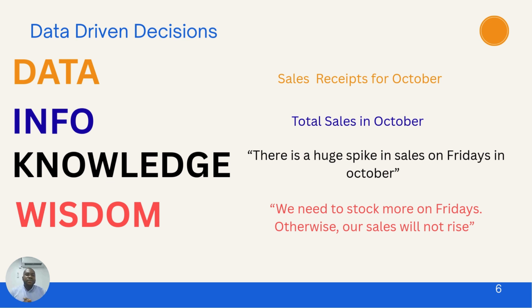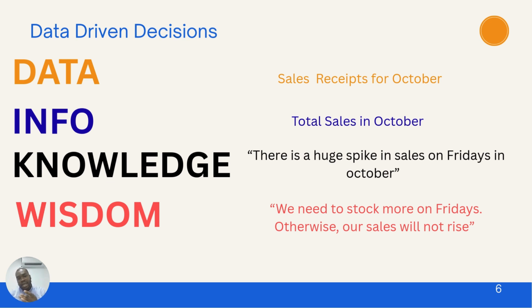Now, data-driven decisions work in this way, in a format of data, information, knowledge, wisdom. When you have data, you process the data into information. The information gives you knowledge. And then based on the knowledge, you apply the wisdom to grow the business. For example, data is sales receipts for October, right? In your company, these are the number of sales, the receipts of all the things we sold. We use that to get information on the total sales that was made in October in the organization.